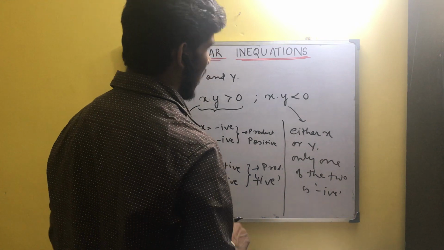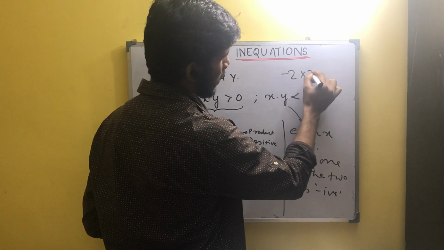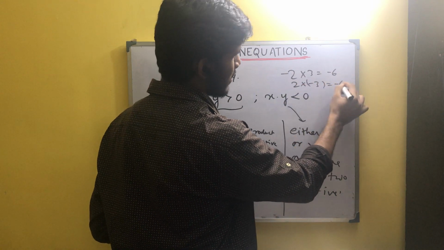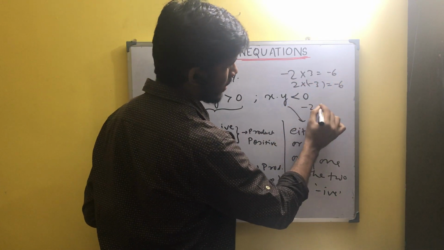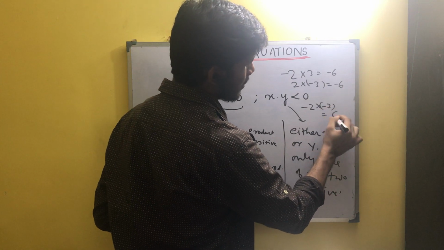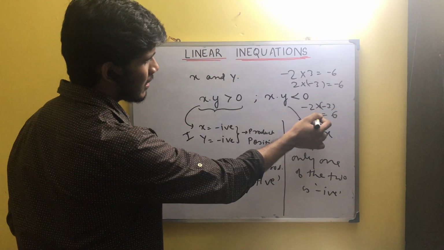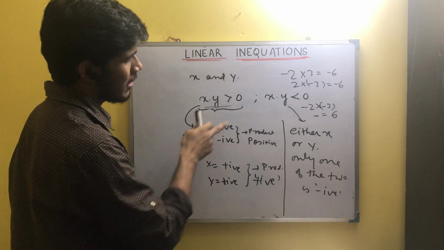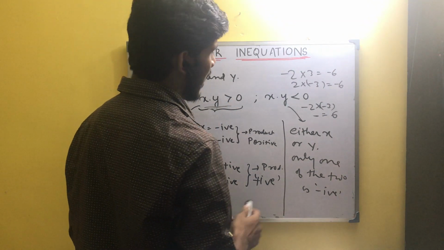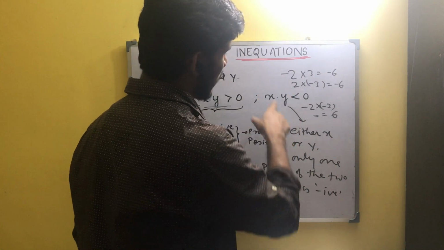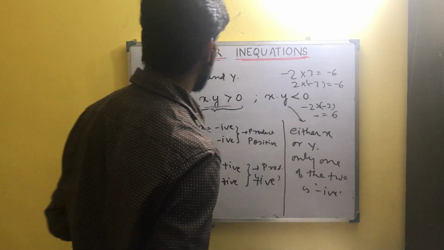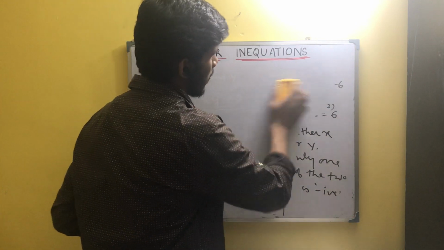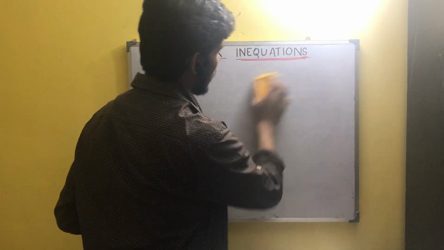So obviously minus 2 into 3 is minus 6, or 2 into minus 3 is also minus 6. Both are negative. But if you say minus 2 into minus 3, it will be obviously positive 6, isn't it? So that's the case here we have got. X into y is positive. If both are negative, then also the product will be positive. And if one of the two is negative, then we will get less than 0 in the product. That is negative product.